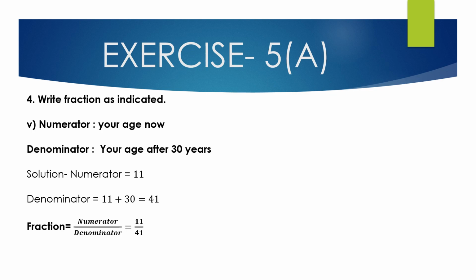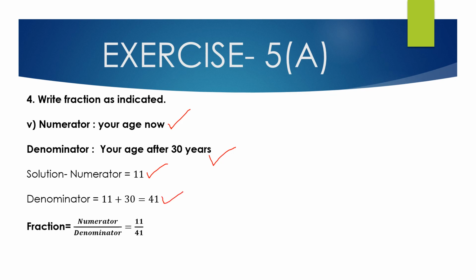Now we will solve the fifth bit. The numerator is your age now and the denominator is your age after 30 years. The numerator will be your age now. Now your age is 11 years, so the numerator will be 11, and the denominator is your age after 30 years. So the denominator will be your age now, 11 years, plus 30. So it is 41 years.